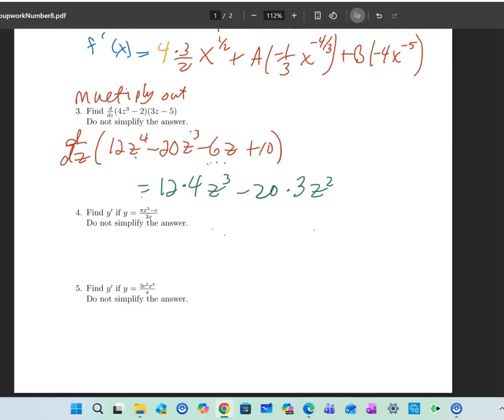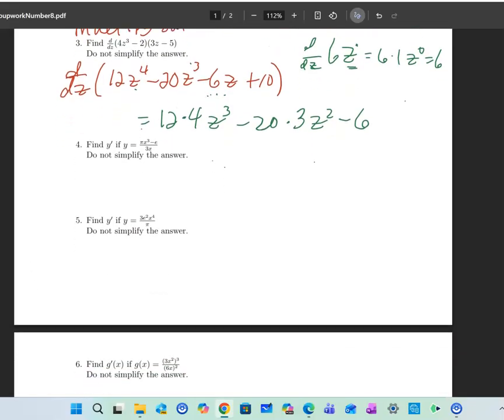The derivative of negative 6z is just negative 6, because when taking the derivative, you'd carry the 6, and then here I have a 1 in the exponent, so I bring the 1 down, and I have z to the 0. So that's how it turns into just 6. So that's negative 6, and that's it.